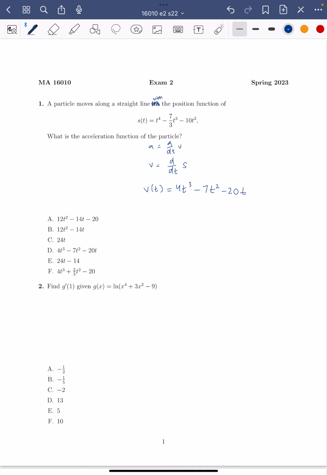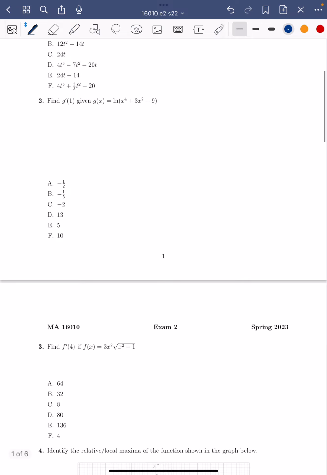Now we just need to find the acceleration function to answer this question. Let's take the derivative again. a of t equals the derivative of 4t cubed, which is 12t squared, minus the derivative of 7t squared, which is 14t, and then the derivative of negative 20t is negative 20, giving us an answer of A.